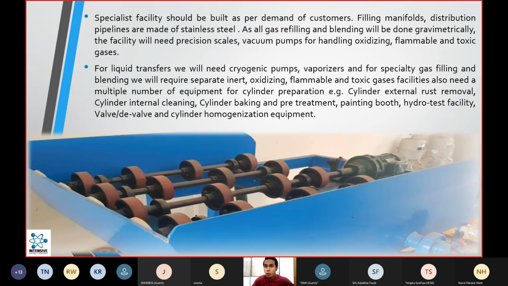So when we buy the cylinder from the manufacturer, the inside surface of the cylinder basically is not so clean. So we will do the hydrotest cleaning to clean up all the impurities inside the cylinder before we treat the cylinder.